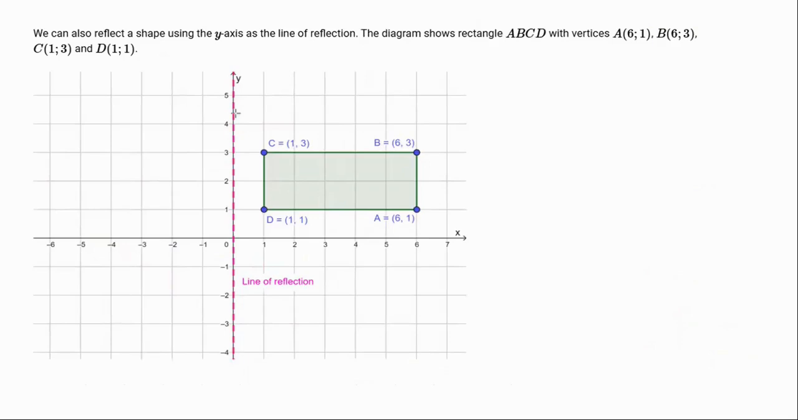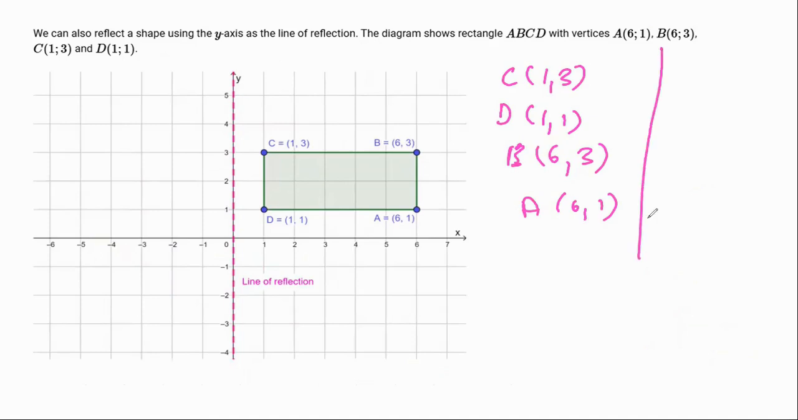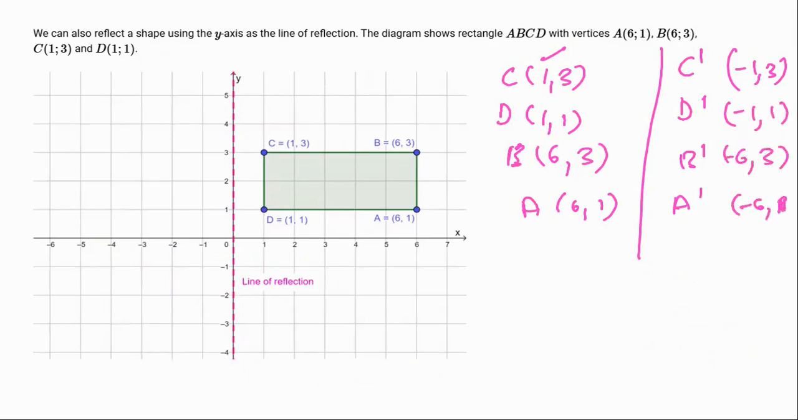So line of reflection means whatever the changes I am doing over the y-axis. So over the y-axis, please remember one thing, the x sign will get changed. Y will not change. So C is 1, 3, D is 1, 1, B is 6, 3, and A is 6, 1. So for the y-axis, if the line of reflection is the y-axis, then the x sign will get changed. So C dash, D dash, B dash, and A dash: minus 1, 3, because x will change always. Minus 1, 1, minus 6, 3, and minus 6, 1.